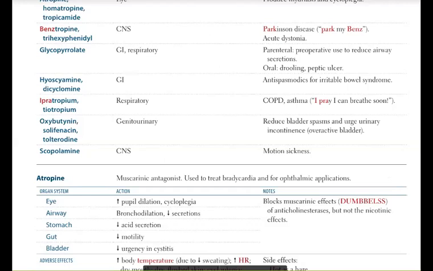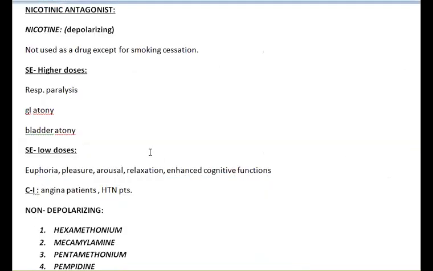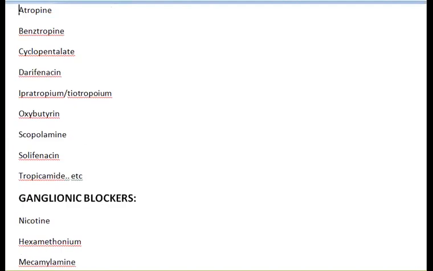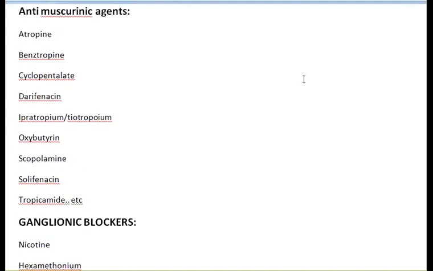If you remember from yesterday, when I was teaching you, I made a classification. So this is the classification, and let me share the screen with you people. You see, this was the classification which we studied yesterday, and we are done with these anti-muscarinic agents, or I can say muscarinic antagonists.